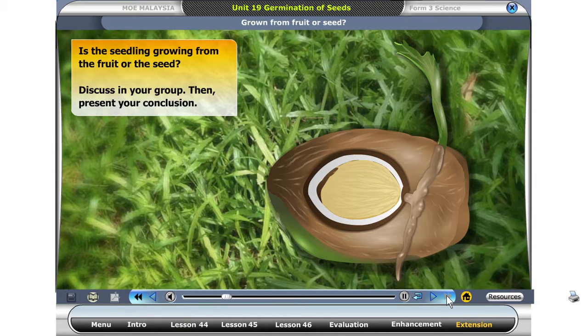Look at the photo. Is the seedling growing from the fruit or the seed? Discuss in your group. Then, give a brief presentation on your conclusion.